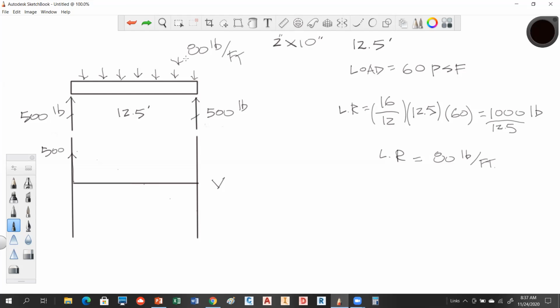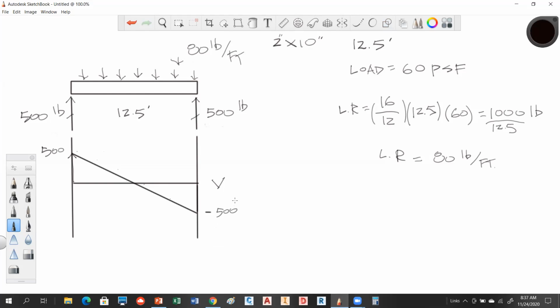So if we take 12.5 times 80, that would give us a negative 1,000. So what's happening as we go from one side of the beam to the other, we're going from 500 down to what? A negative 500. So there's your constant. And then this brings us back up. So this is negative 500 of shear.